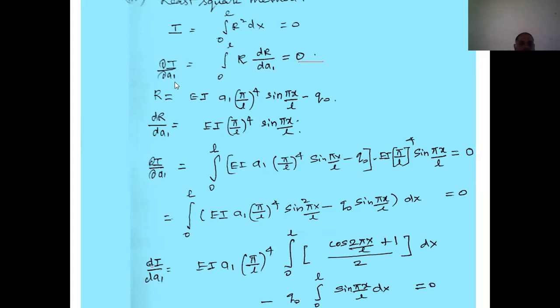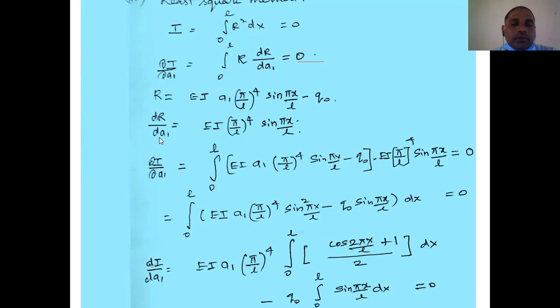dI by dA1 is equal to the integration from 0 to L of R into dR by dA1 is equal to 0. So I require two different terms. One is the residual, and another one is the differentiation of the residual in terms of the unknown parameter. Already I know the value of R is equal to EI into A1 into pi by L the whole power 4 into sine pi x by L, minus Q naught. If you differentiate this term with respect to the unknown parameter, you will get EI into pi by L whole power 4 into sine pi x by L, because the value of A1 becomes 1 here.